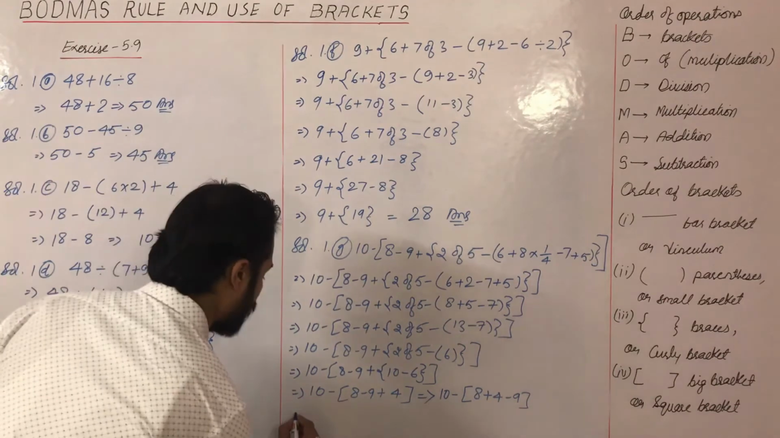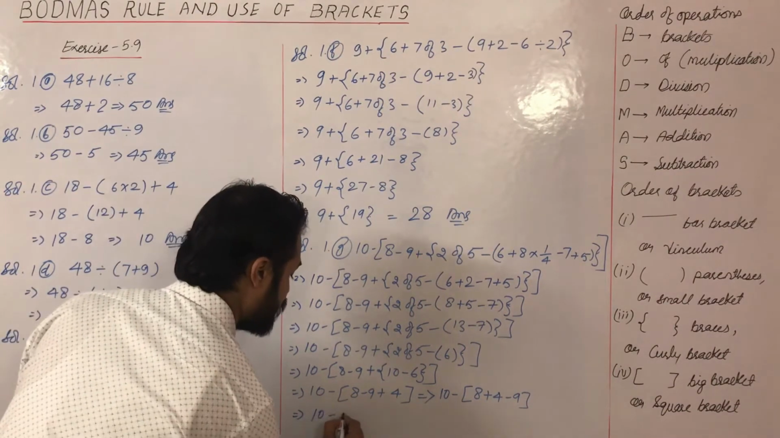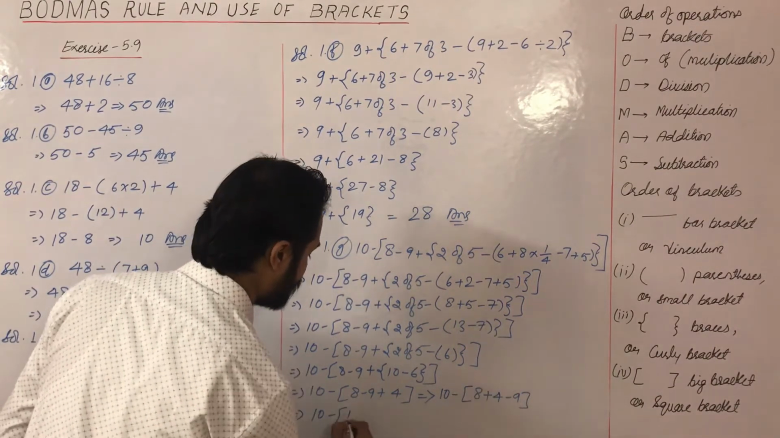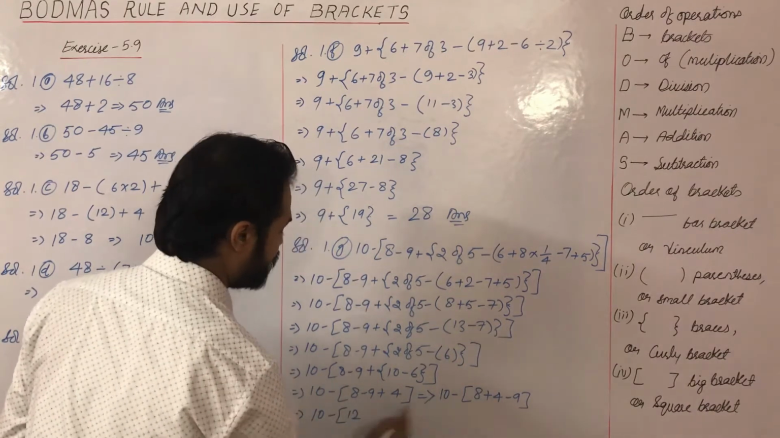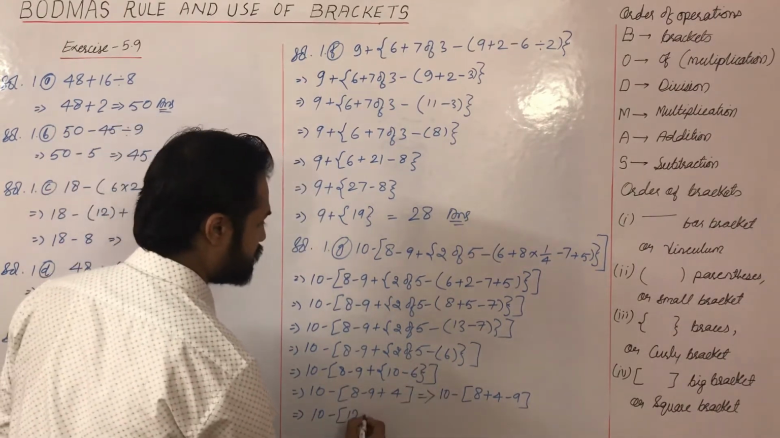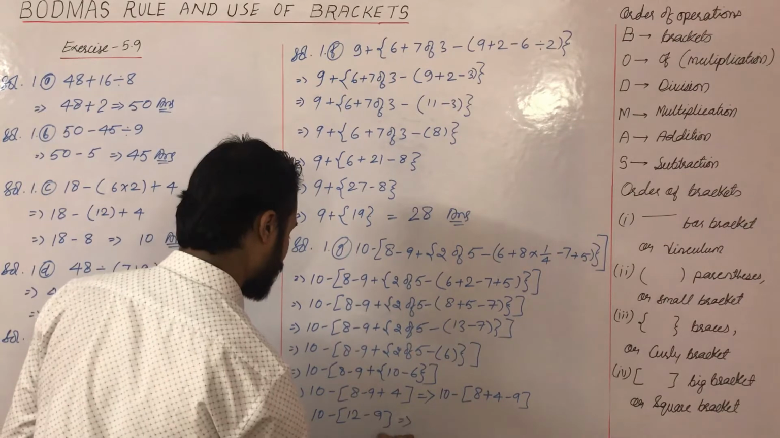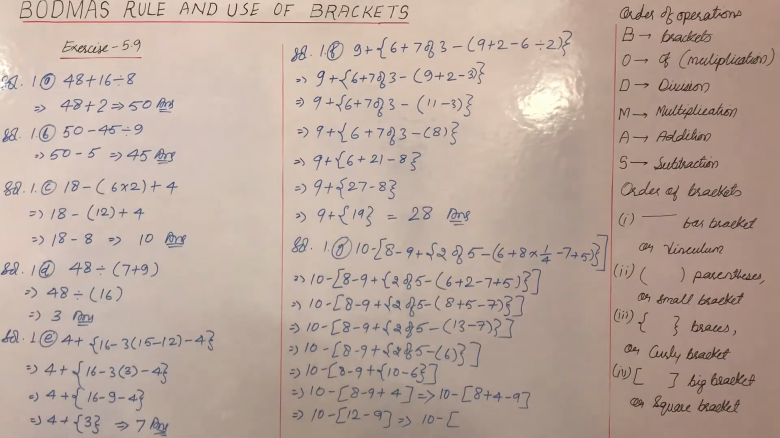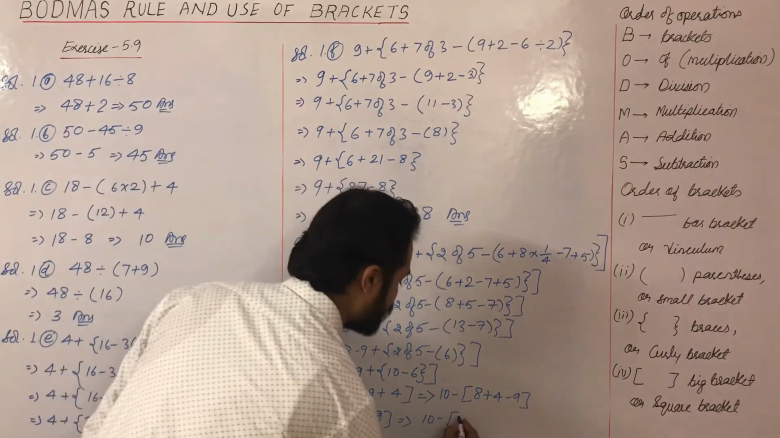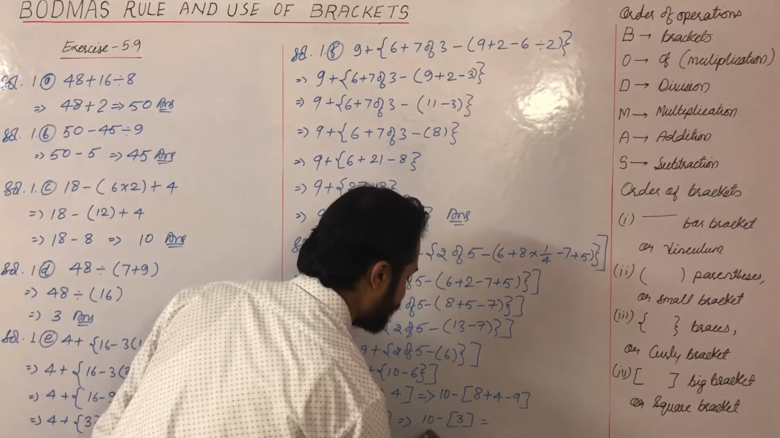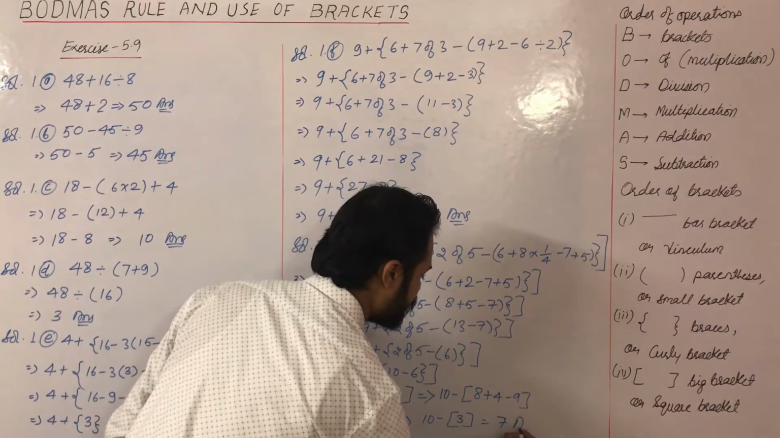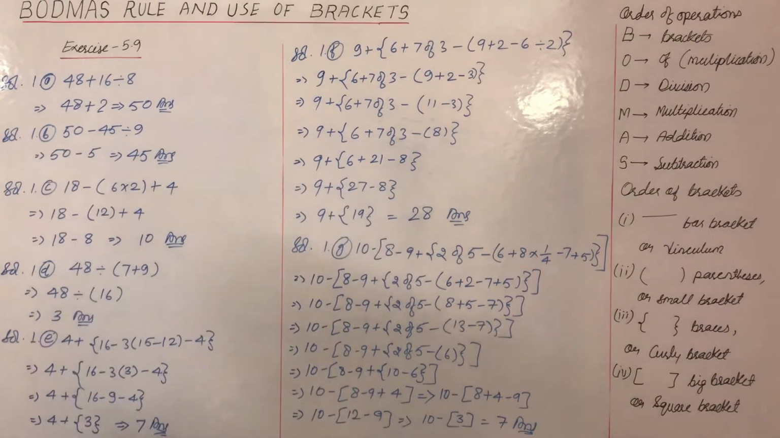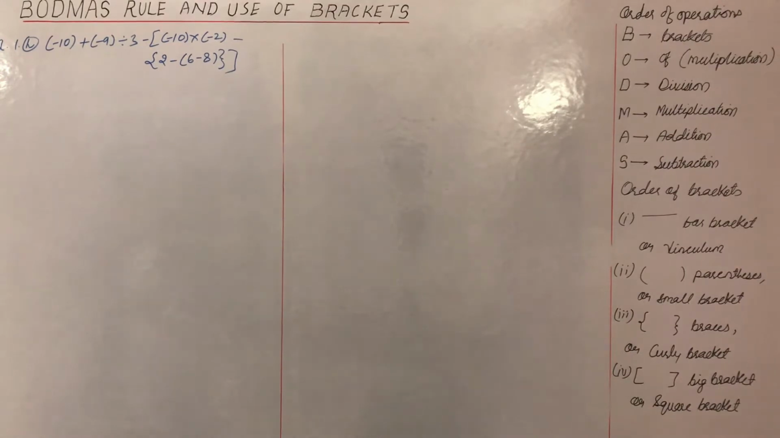So okay, 10 minus, again 8 plus 4, we are solving this part first. So 8 plus 4 is 12 minus 9. Again in the next step, 12 minus 9 is 3, and 10 minus 3 is 7. So 7 is the final answer. Next, part H of the first question.